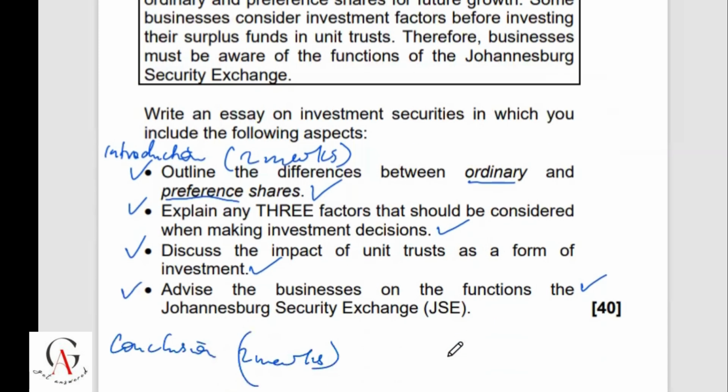Okay, right. So now let's check the last bullet, where it says advise the businesses on the functions of the Johannesburg Stock Exchange. One of the functions is that it serves as a barometer or indicator of economic conditions in South Africa. It also keeps investors informed by publishing share prices daily, meaning it acts as a link between investors and public companies. Shares are valued and assessed by experts, and the venture capital market is made possible on the open market.